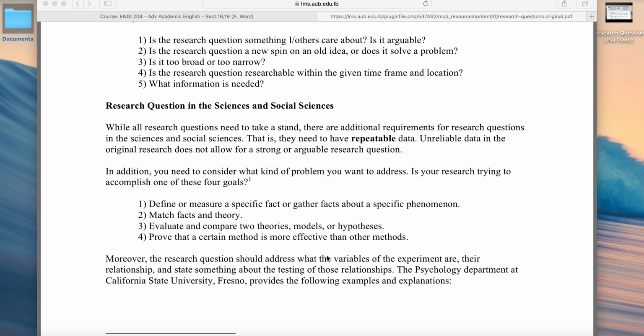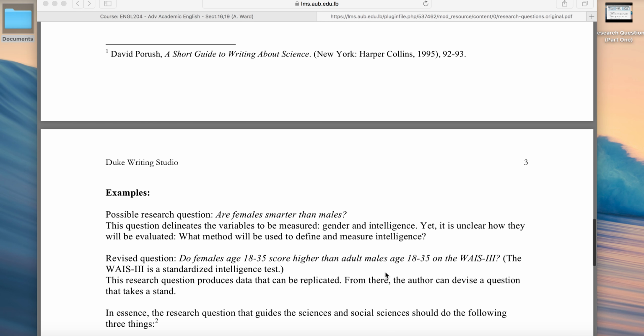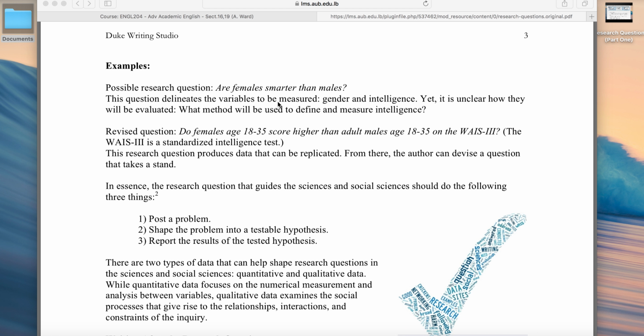So research questions should address what the variables of the experiment are, the relationship, and state something about the testing of those relationships. So let me give you an example. Are females smarter than males? The question delineates the variables to be measured. There's gender and intelligence, yet it is unclear how they will be evaluated. So how can you define and measure intelligence, for example?